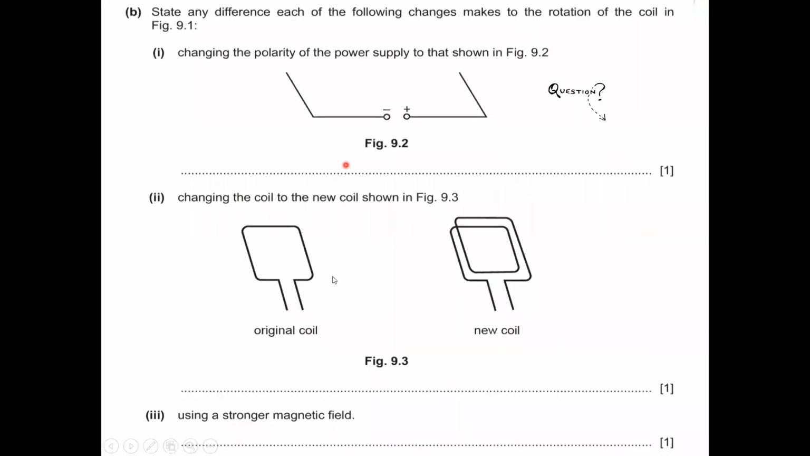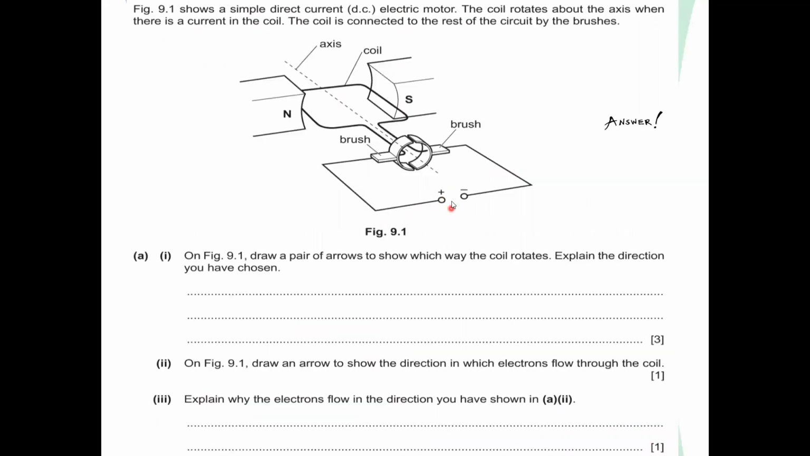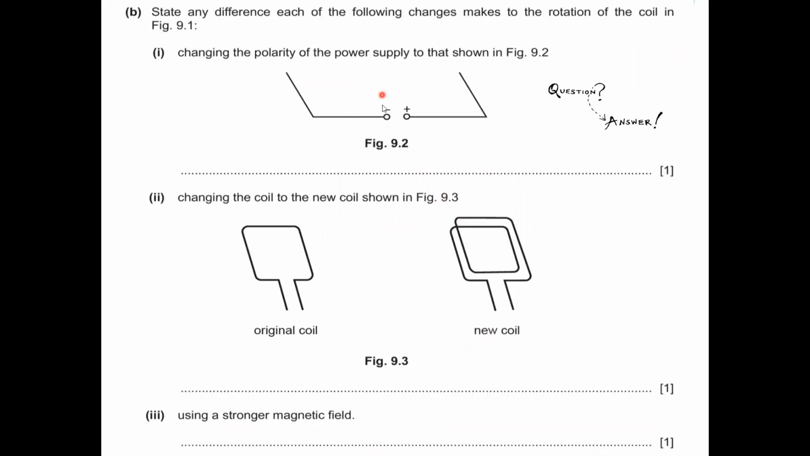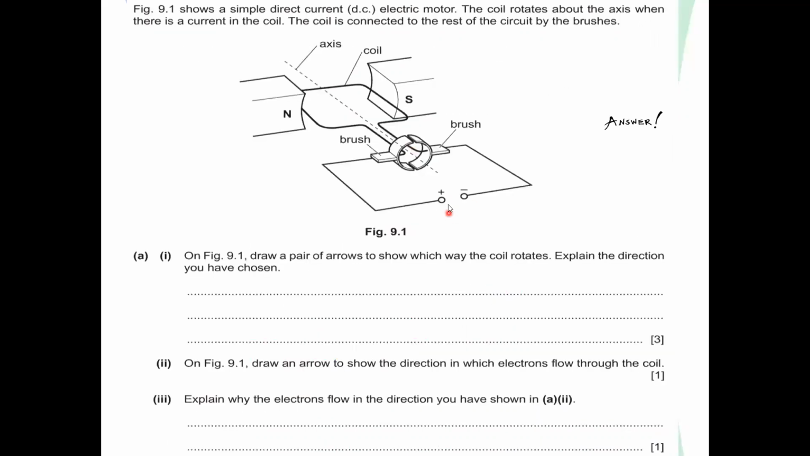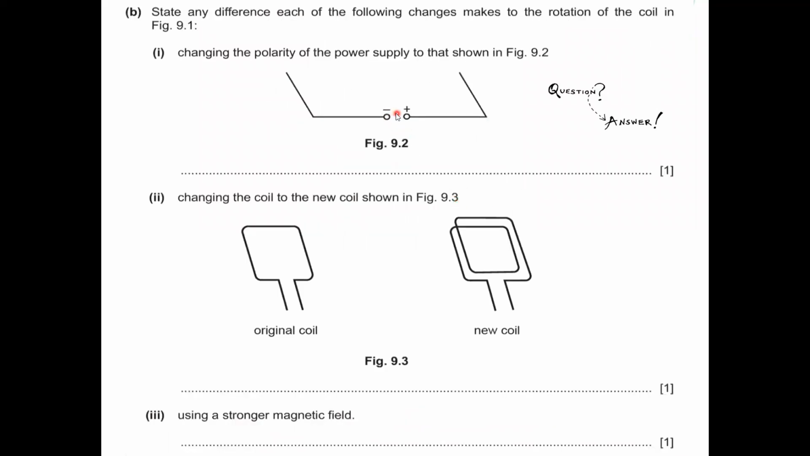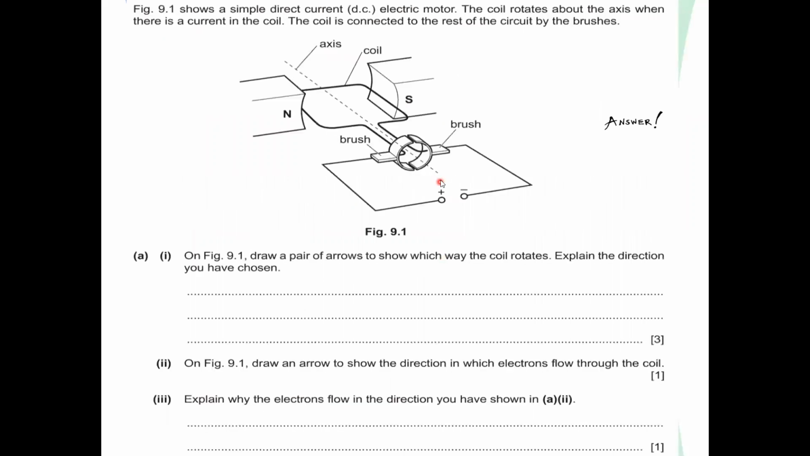So another question. The question is, state the difference each of the following changes makes to the rotation of the coil in figure 9.1. So this is figure 9.1. Remember, left hand side is positive, right hand side is negative. Now what we did, we made left hand side negative and right hand side positive, like we changed the terminals.